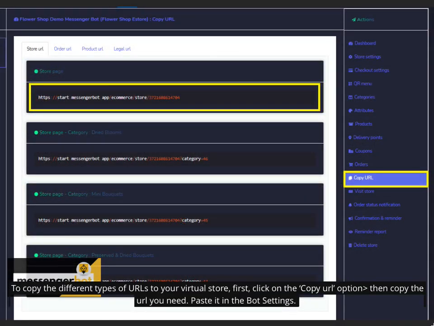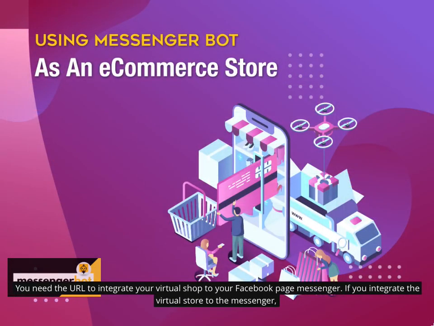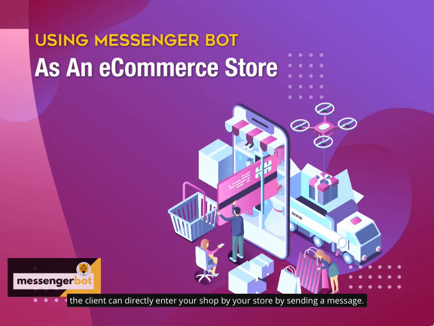To copy the different types of URLs to your virtual store, first, click on the Copy URL option, then copy the URL you need. Paste it in the bot settings. You need the URL to integrate your virtual shop to your Facebook page Messenger. If you integrate the virtual store to the Messenger, the client can directly enter your shop by sending a message.